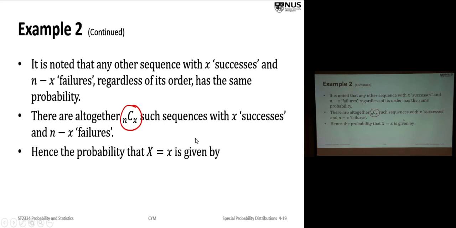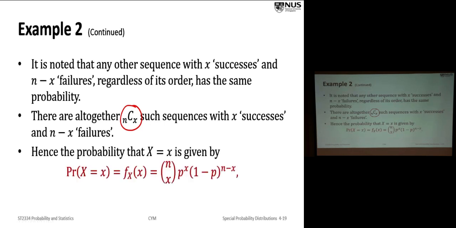So there are so many sequences which have the same probability. I just add all this probability together. It looks as if I multiply this number of sequences times this probability. That will give me the probability of X equal to little x.